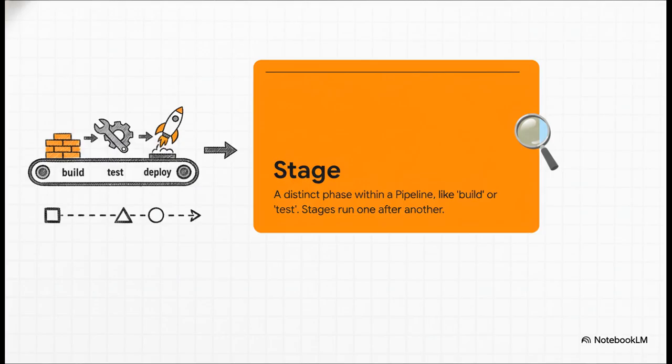Now that big assembly line is broken down into major stages. In GitLab, we call these stages. Think of them as logical phases, like build, then test, and then deploy. And what's really crucial here is that stages run in sequence, one after another. The test stage won't even think about starting until the build stage is 100% successful.